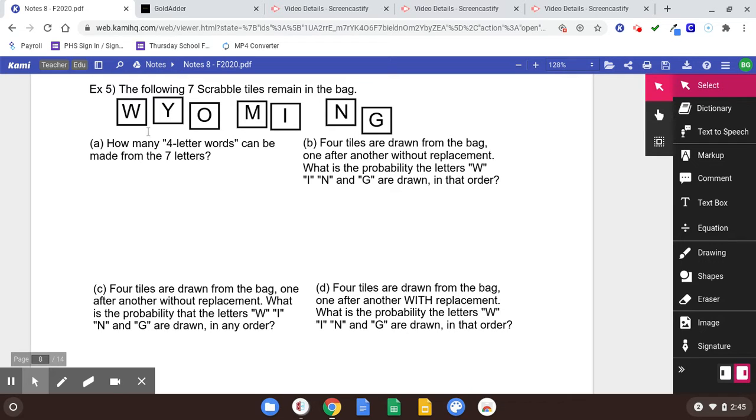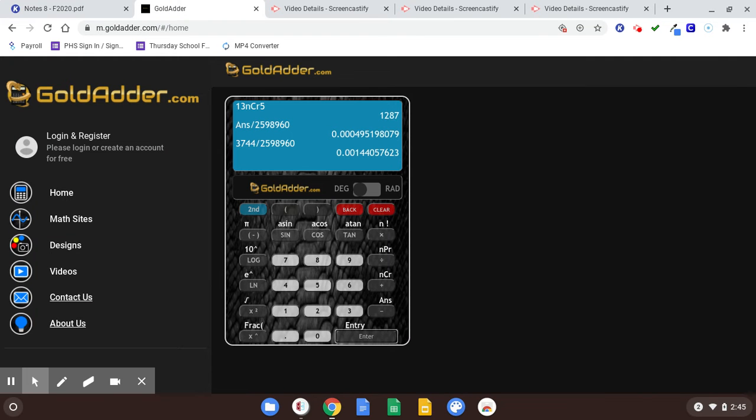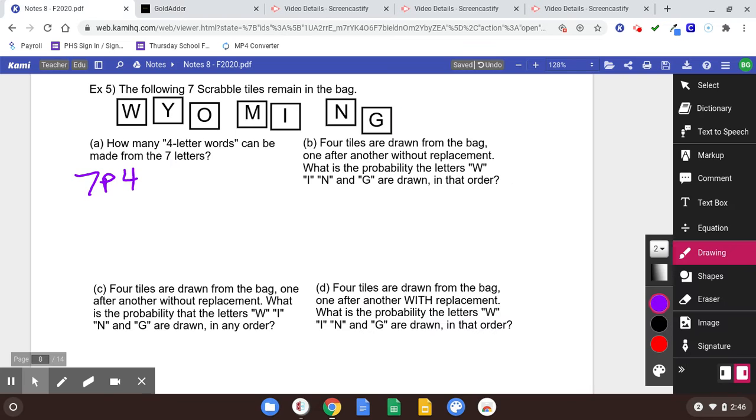So basically what we're doing is picking 4 of these letters out of the 7, and order matters. So this is just a permutation. 7P4. 7P4 is 840. Again, it's a permutation because the order matters.